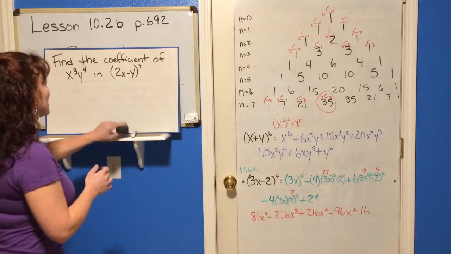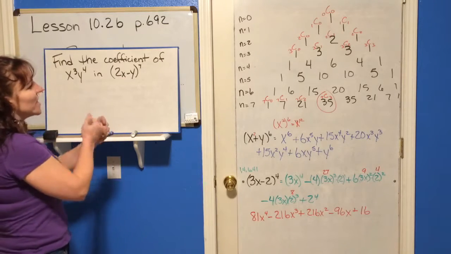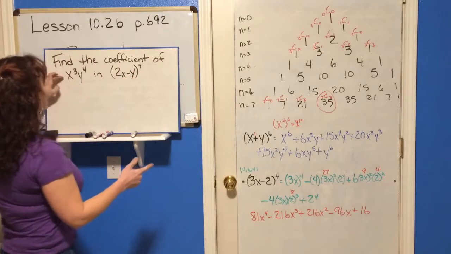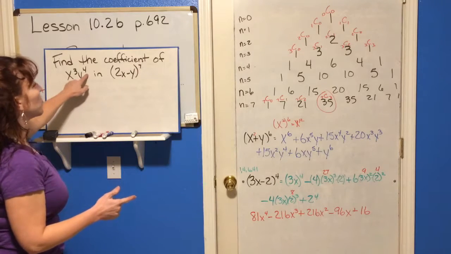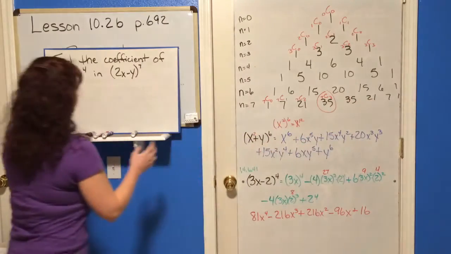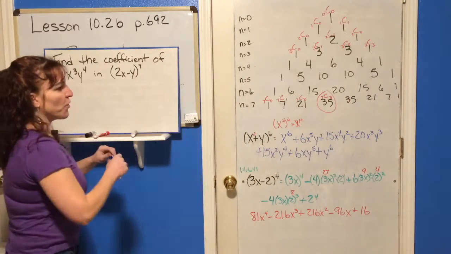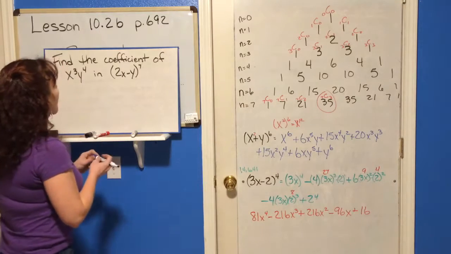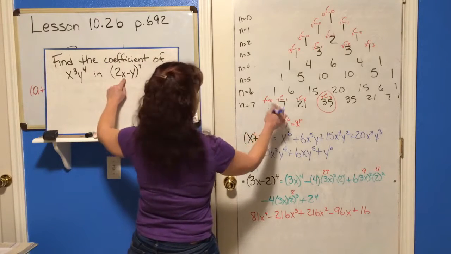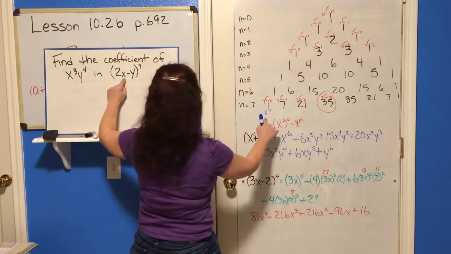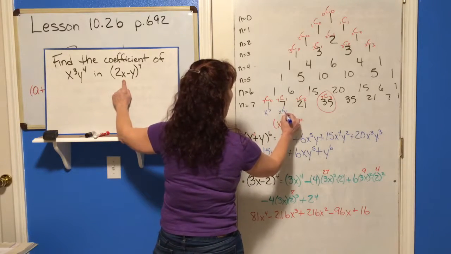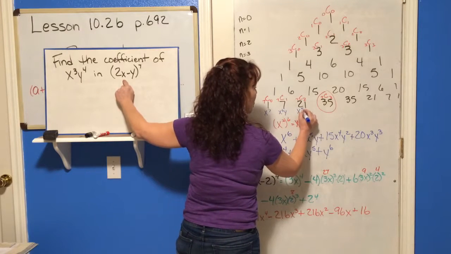So what we're going to need to do is this. We want the 7th row, right? And we have the 7th row, but where is it x to the 3rd, y to the 4th? Which one of these is going to be x to the 3rd, y to the 4th? You can do it on your paper, or you can go over to your triangle and say, okay, the first term is going to be x to the 7th. This one is going to be x to the 6th and y. This one is going to be x to the 5th, y squared.